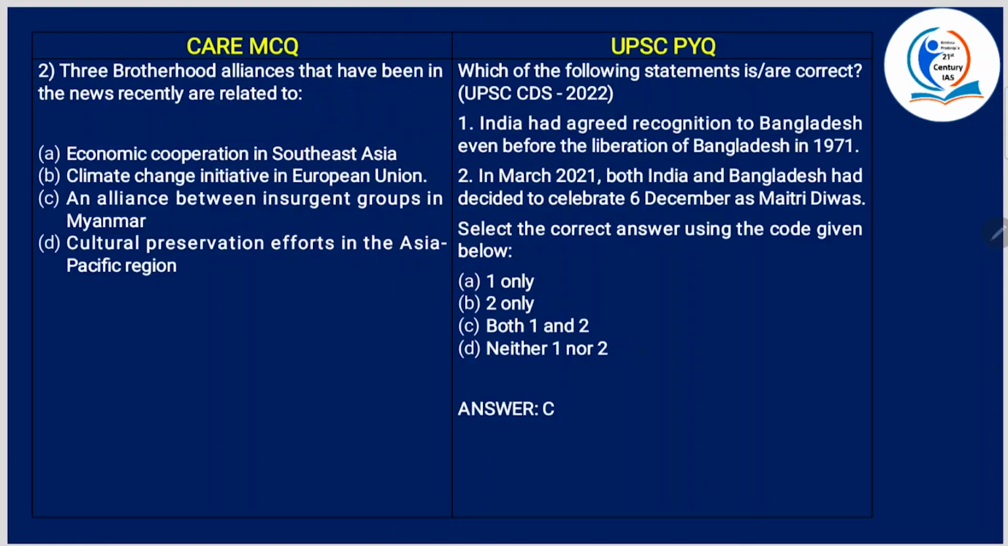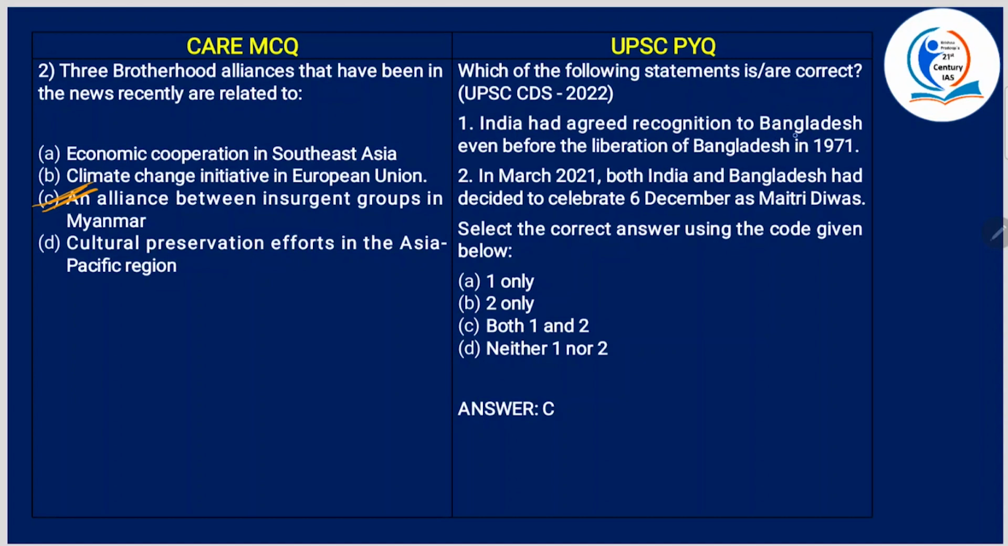All right, now we'll get into the MCQ. 3 Brotherhood alliances that have been in news recently are related to an alliance between the insurgent groups in Myanmar. Okay, so they'll pick such terms, and ask what is this, what is that, that has been in news recently. Fine. So please keep a watch on such terms. Which of the following statements are correct?